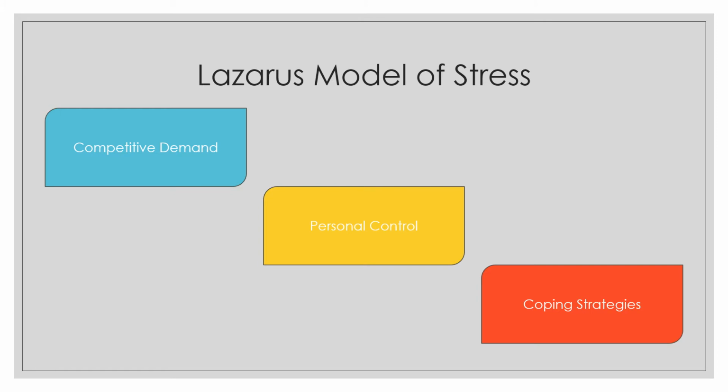Personal control refers to the athlete's perceptions of how well they can handle the competitive demand and achieve certain goals. Athletes with greater self-confidence will be more likely to perceive that their ability is greater than that demand. Coping strategies are the final piece of the Lazarus model of stress and will allow athletes to appraise potentially stressful situations positively, as well as perceive their ability to be sufficient for the task at hand.